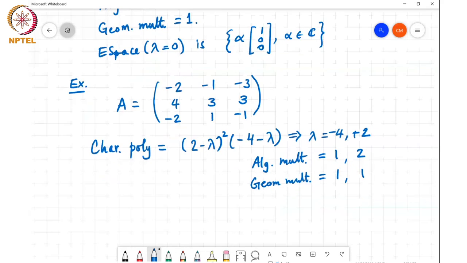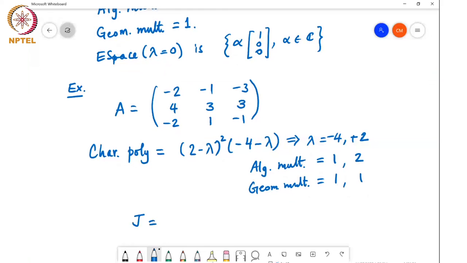So the Jordan canonical form for this matrix is minus 4. So there'll be two blocks. One block will correspond to the eigenvalue minus 4. And since the other one has a geometric multiplicity of 1 and an algebraic multiplicity of 2, the other block is a 2×2 block with eigenvalue equal to 2. So that will be 2, 2, 1 and 0. This is a 2×2 Jordan block corresponding to the eigenvalue 2, and the rest of the elements will be 0.